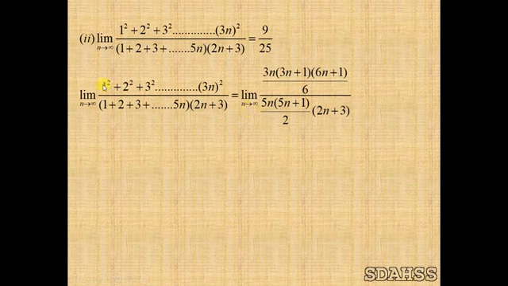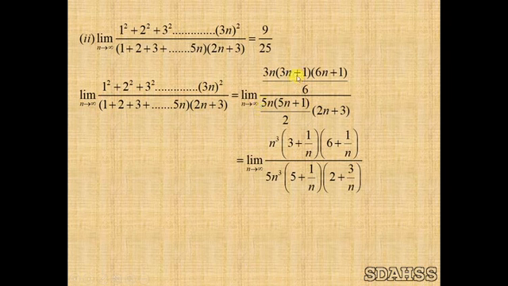The numerator is in the form of the sum of the squares of the first n natural numbers, so its formula is n into n plus 1 into 2n plus 1 divided by 6. So here n is 3n, so 3n into 3n plus 1 into 6n plus 1 divided by 6, divided by, the denominator is in the form of the sum of the first n natural numbers, so its formula is n into n plus 1 by 2. So here n is 5n, so 5n into 5n plus 1 by 2, and 2n plus 3. Now n cancels.